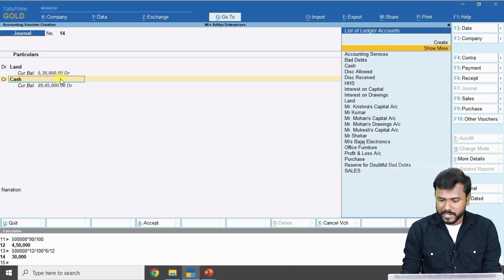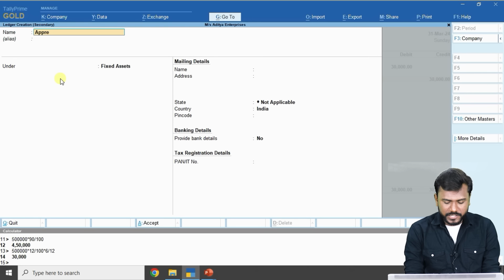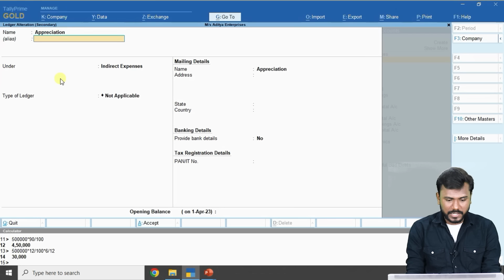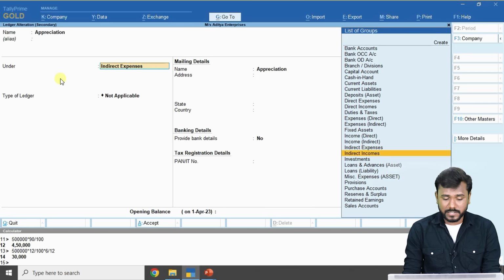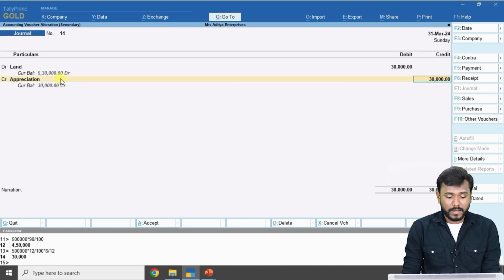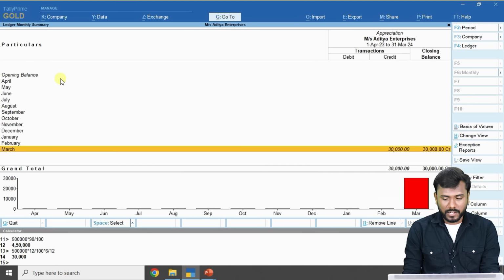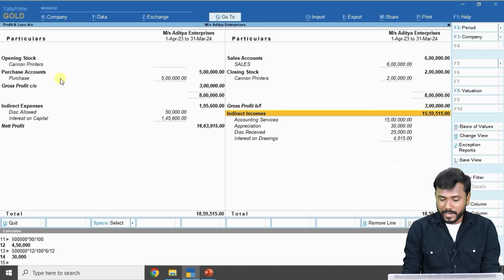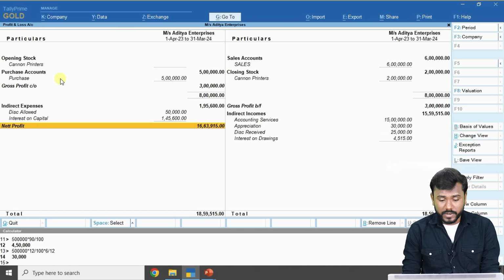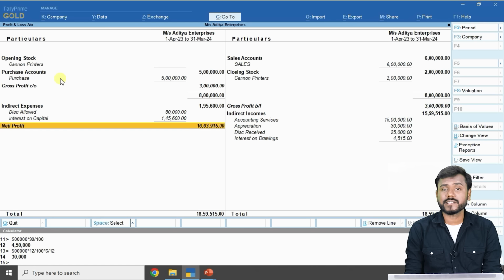So go to create appreciation. That comes under indirect incomes. Yeah, control F. Here you can see now in the incomes the appreciation is also recorded. Your profit increased. Actual profit 16 lakhs 33,000. Now 30,000 increased. So 16 lakhs 63,000. So you also need to pay taxes on the appreciation of the land.